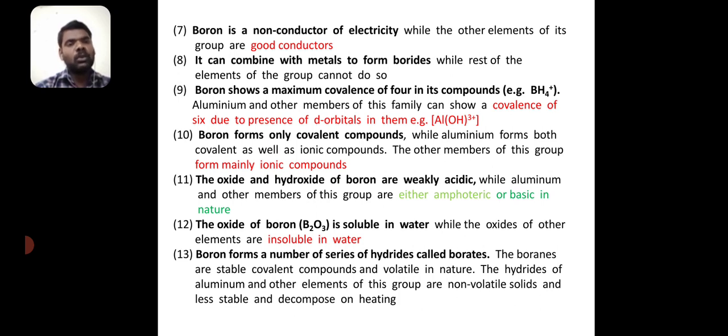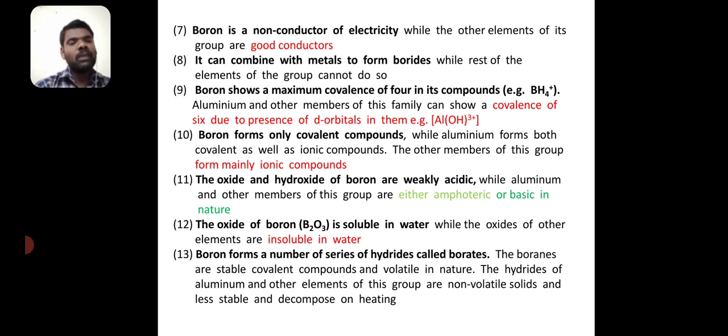Boron forms only covalent compounds. Aluminum forms both covalent as well as ionic compounds. Other members form mainly ionic compounds. The oxide and hydrides of boron are very weakly acidic. Aluminum and other members of the group are either amphoteric or basic in nature. The oxide of boron is soluble in water. The oxides of other elements are insoluble in water.